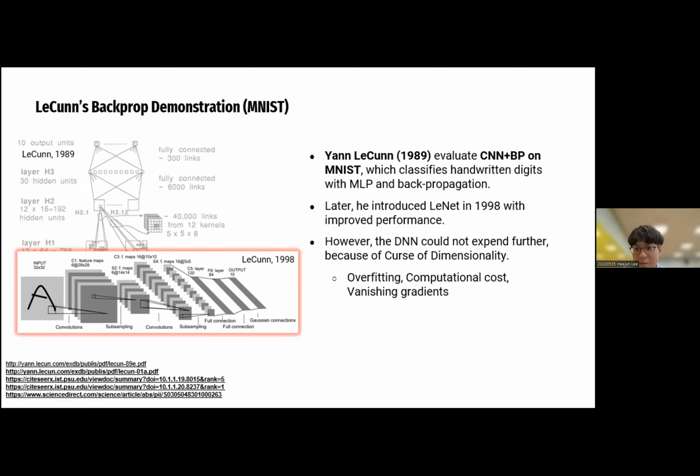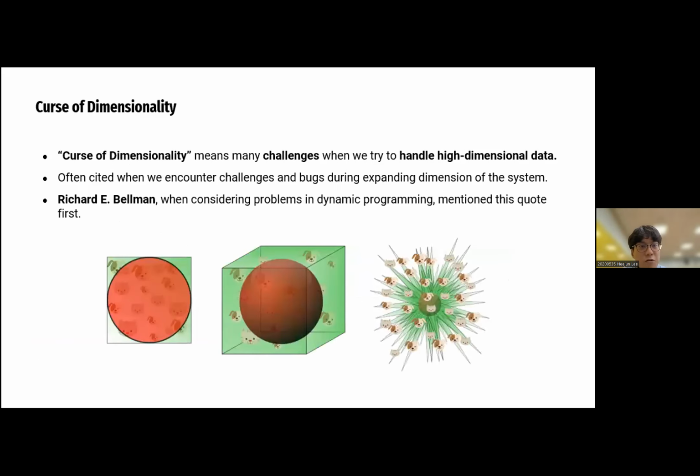However, the deep neural network showed good performance, but they still couldn't keep up the research in the deep learning field because of dimensionality. Larger DNNs were hard to compute and optimize because of overfitting, computational cost, vanishing gradients, and various other problems. Deep neural networks usually showed worse optimization costs and results than SVM, support vector machine, and other machine learning algorithms. The curse of dimensionality means many challenges when we try to handle high-dimensional data.